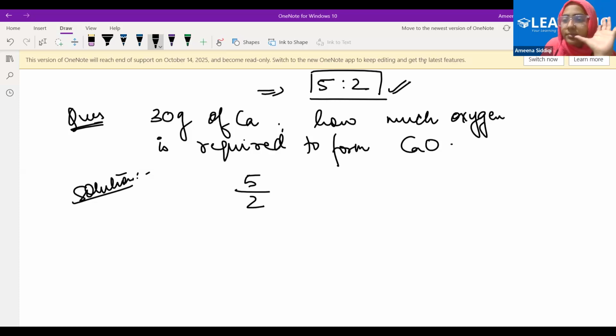That's the same thing here. Whatever ratio we are having, that should be the ultimate thing. Whatever mass we take, it should actually simplify to this ratio, that is 5:2. So this is for calcium, this is for oxygen. Now, how much mass do we have for calcium?